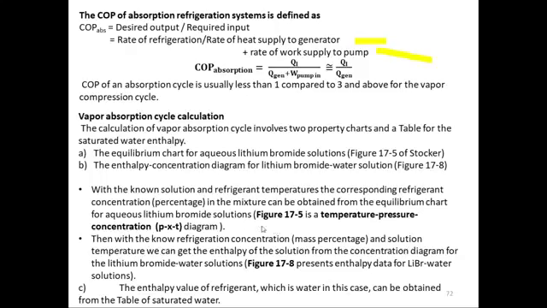This is a temperature-pressure diagram. With the known solution and refrigerant temperatures, the corresponding refrigerant concentration in the mixture can be obtained from the equilibrium chart for the aqueous lithium bromide solutions. So if we know the temperature of the solution and the pressure of the solution, we can tell what is the concentration of that solution.